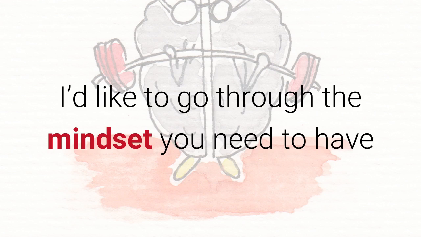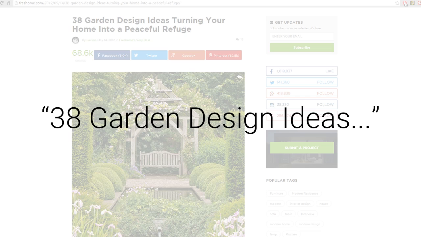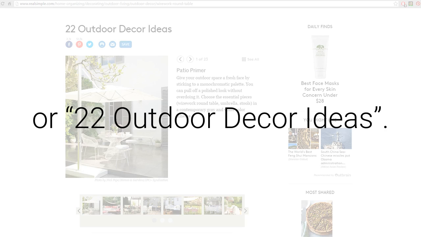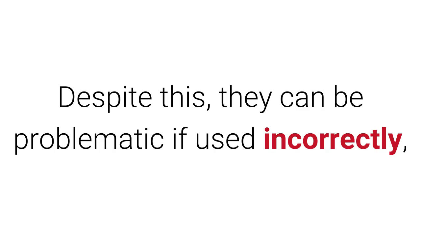Finally, before finishing up, I'd like to go through the mindset you need to have when you start looking for ideas and inspiration. You'll probably come across many articles starting with 38 garden design ideas or 22 outdoor decor ideas. These articles are very popular because we love lists and we love options. Despite this, they can be problematic if used incorrectly, so you need to understand what they are offering.